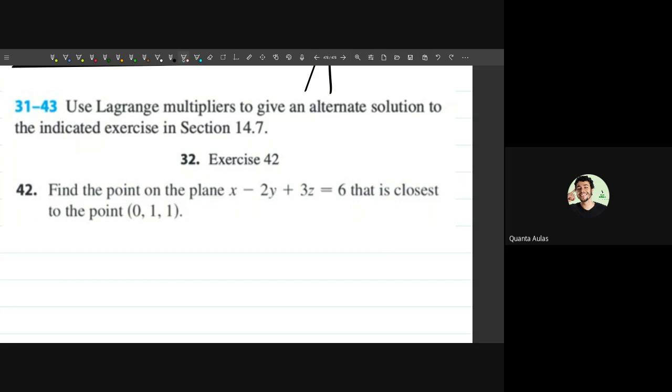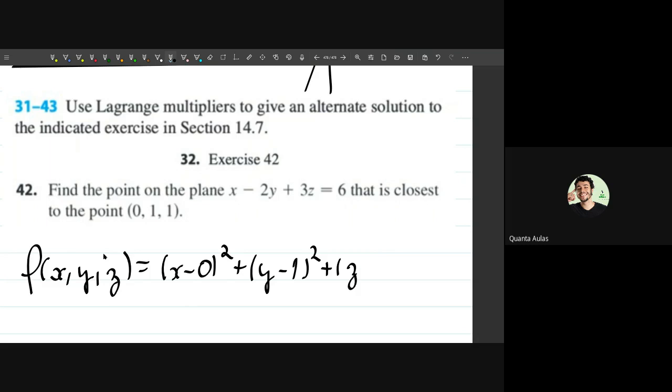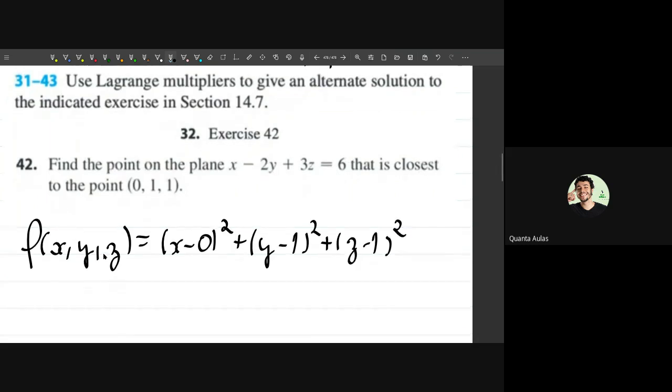Let me try something here. We need to use Lagrange multipliers again. But what do we need to minimize here? We need to minimize the distance between a generic point of this plane and this point here. So we need to use the distance equation. I know you know it, but I will use an easier way, without the square root, because it's easier for us. We can simplify a little more.